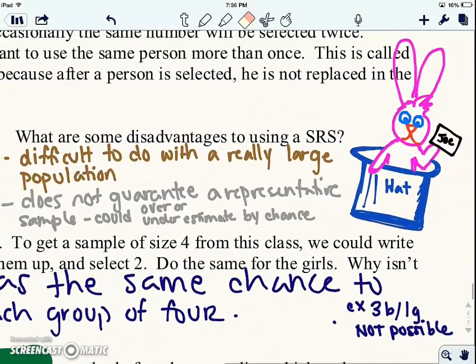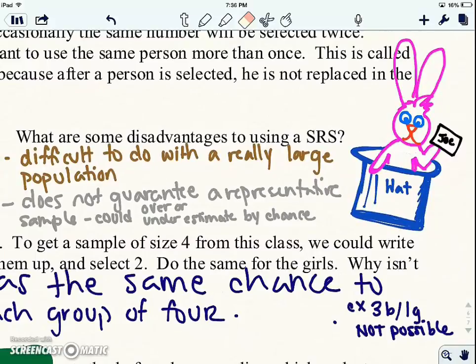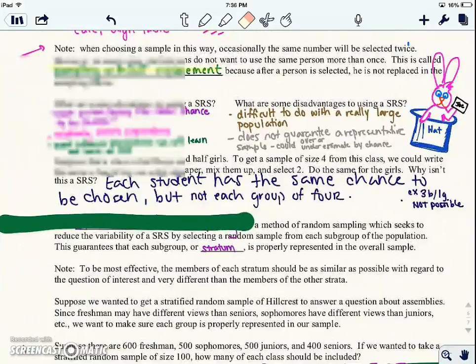Okay, and so here's my little rabbit in a hat, right? Rabbits come out of hats for magicians, and he's pulling names out that have been placed in there. So he's randomly selecting names.